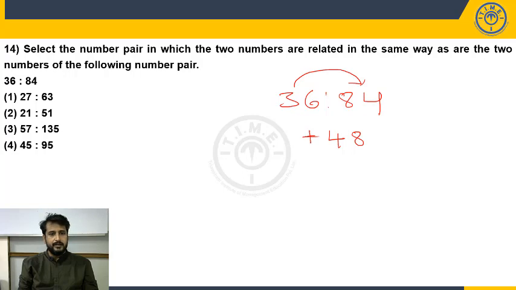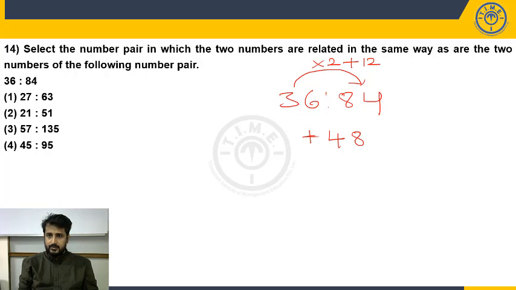27 plus 48, definitely not the 63. 21 plus 48, definitely not the 51. 57 to 135, there is a large gap. 45 to 95, it is just 50. But we require 48, so it is not the logic. So a difference is not possible, then check in the product way. 36 to 72. How much more than that is it? 12. So into 2 plus 12.